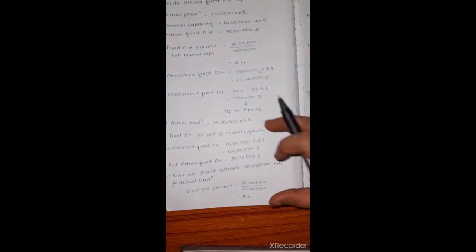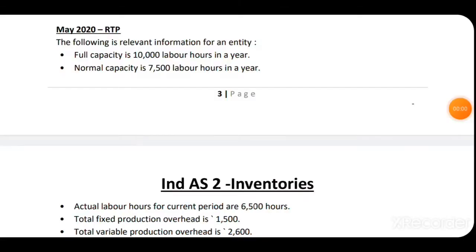There won't be anything which needs to be transferred to the P&L account in the second case, whereas in the first case we need to transfer the unabsorbed fixed overheads to the profit and loss account. Hope this is very clear to you. This question has been asked in the May 2018 question paper. Once again, solve this with pen and paper. Don't just audit the question. We'll move on to the next question.